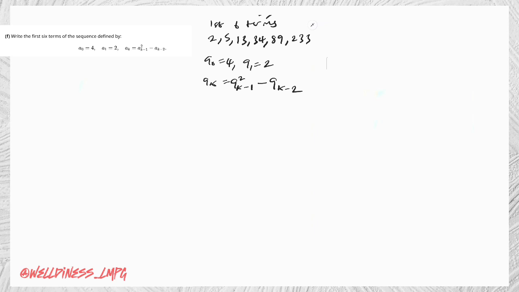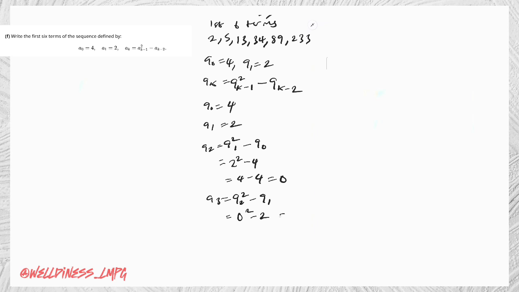For us to get our A2, all you have to do is substitute 2 everywhere you see K, which is actually very, very simple. So we know our A naught is 4, and we know that our A1 is 2. So to get our A2, we start substituting 2 into K. So we will start with A2, 2 minus 1, which will give you 1, and 2 minus 2, which will give you A naught. So that's A1 squared minus A naught. And we know that our A1 is 2, so 2 squared is 4, and 4 minus 4 will give you 0.